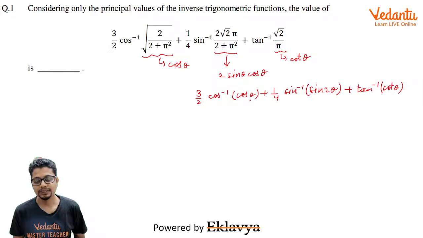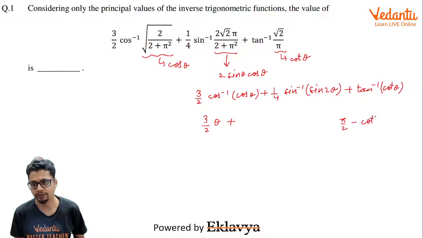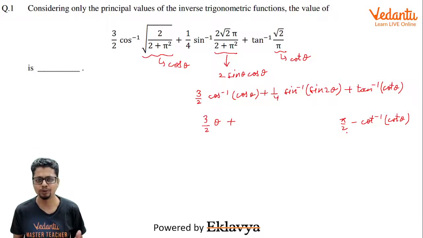Now here, since theta is in the first quadrant 0 to pi by 2, cos inverse cos theta is theta only. And tan inverse cot theta, this cot theta you may write as tan of pi by 2 minus theta, or tan inverse cot theta you may write as pi by 2 minus cot inverse cot theta. Makes sense? And cot inverse cot theta will turn out to be theta only. Why? Because theta is in the interval 0 open to pi by 2 open, and the output of cot inverse would lie in 0 open to pi open.